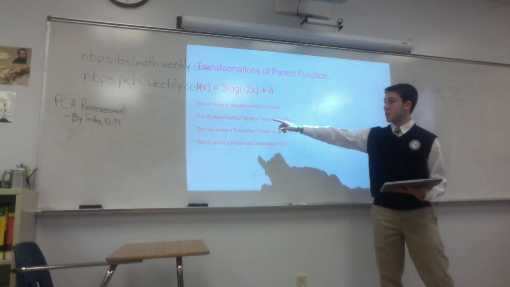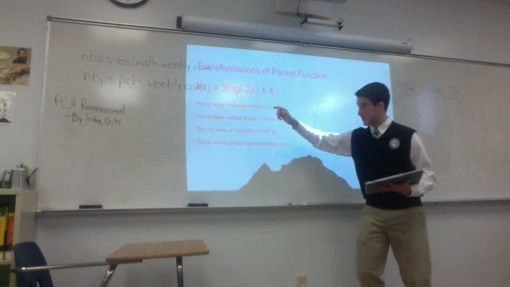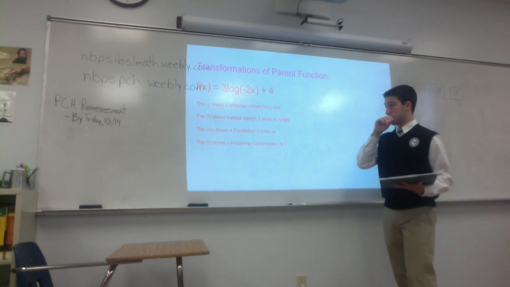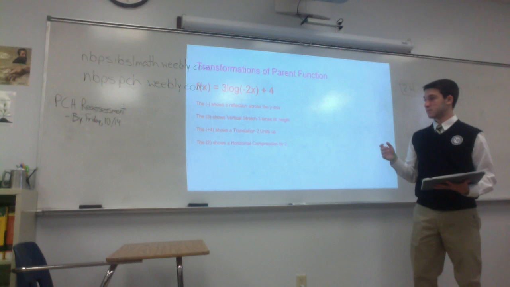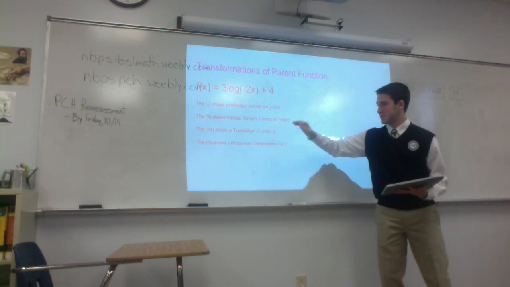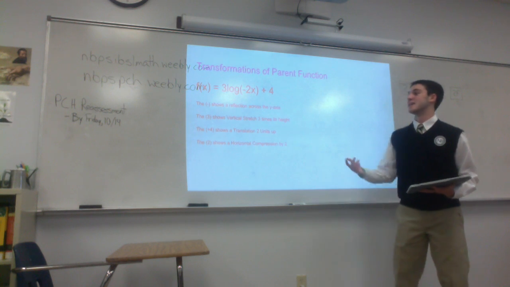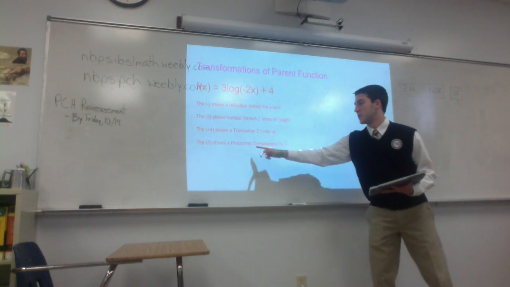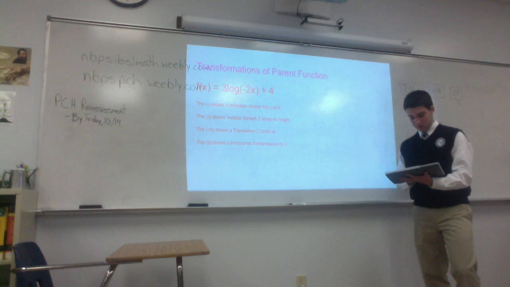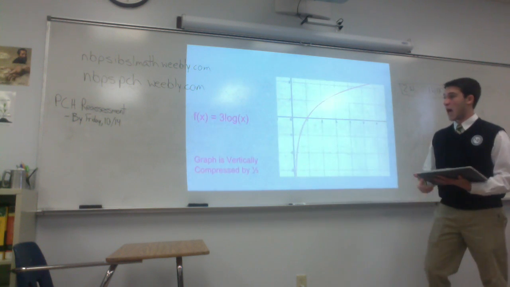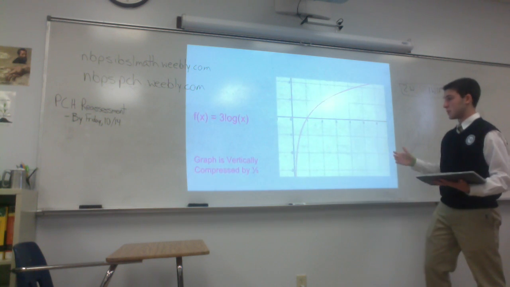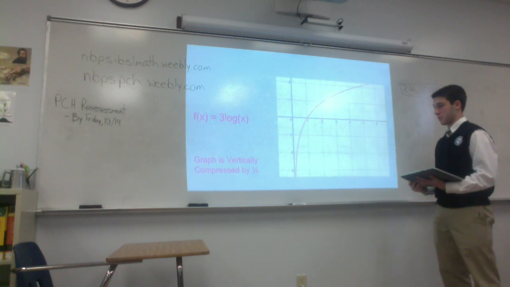The 3 right there shows a vertical stretch, 3 times its height. The plus 4, so the translation, I should say 4, I apologize. The plus 4 is the translation 4 units up, and the 2 right there shows a horizontal compression by 2. So the first step is that f of x equals 3 times log of x. So the graph is vertically stretched by 3.